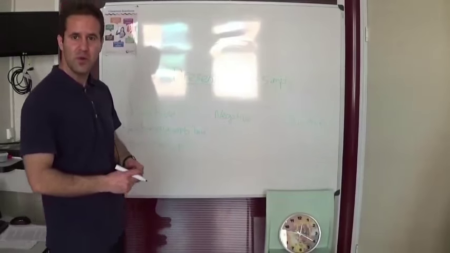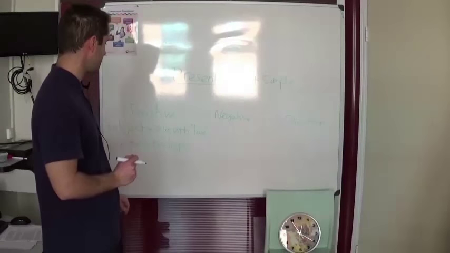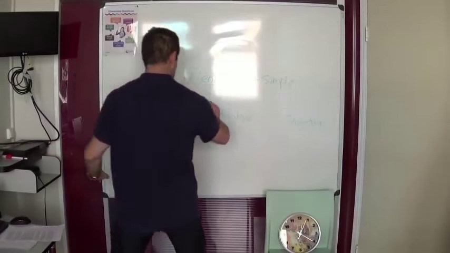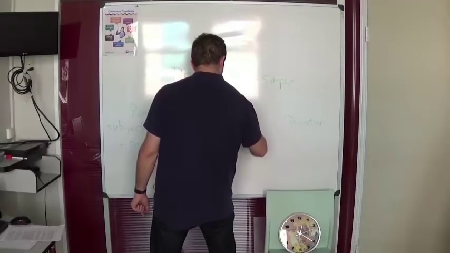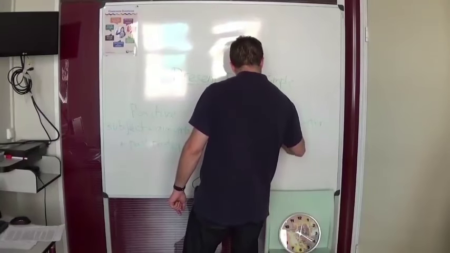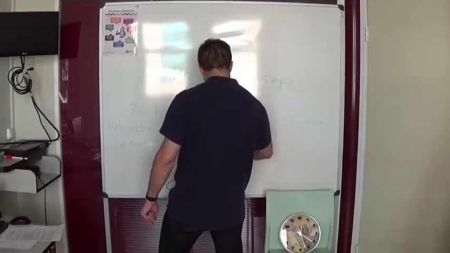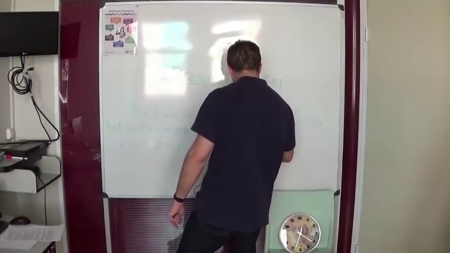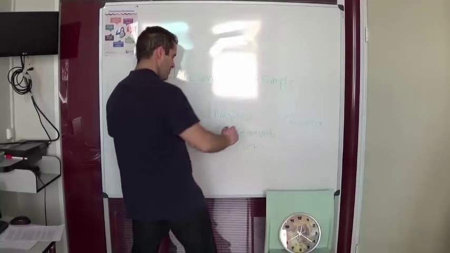How about the negative form? How would we expose the negative form of the present perfect simple? Okay, so we would have the subject. Plus, what would go next? Exactly, very good. Plus the auxiliary verb have. Plus not, very good. Plus past participle. Very good. Well done.